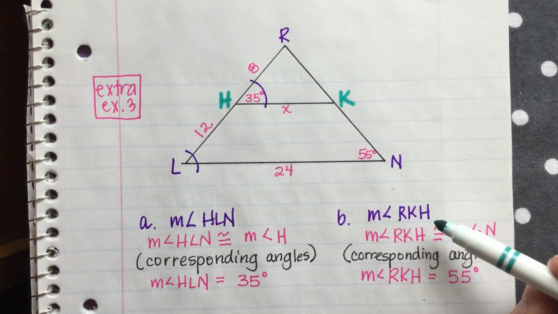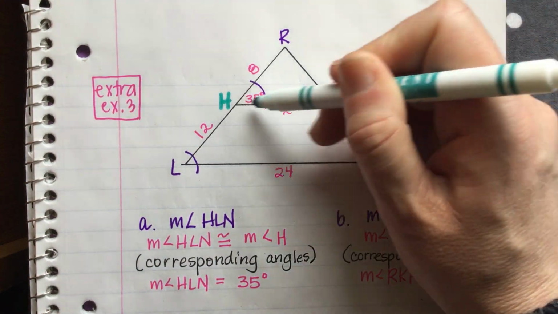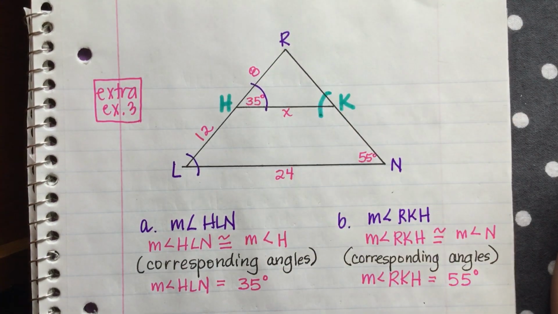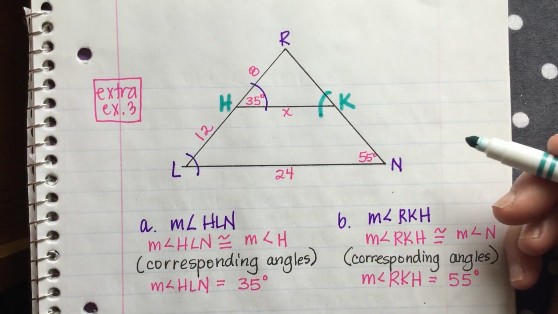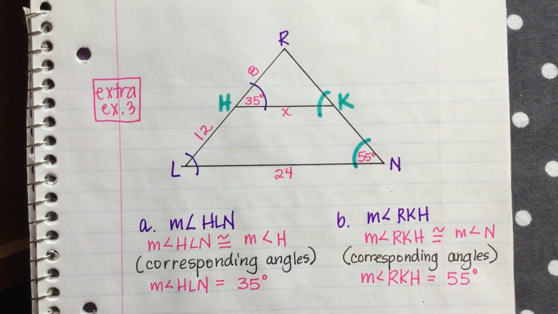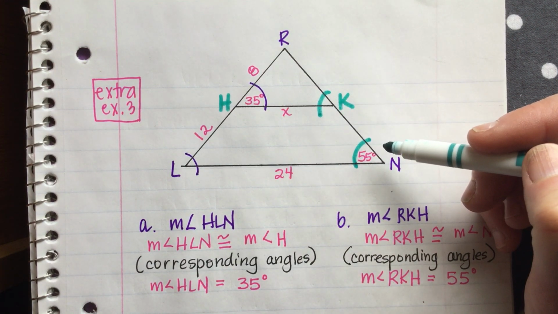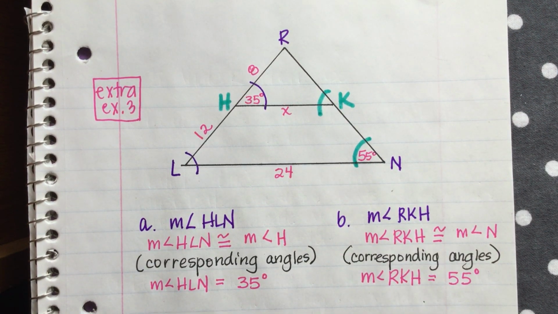Same thing goes with RKH. So if I follow that path, RKH, I'm looking at this angle right here. That is going to be the same measurement as its corresponding angle in the larger triangle, which is this 55 degrees, or N. Those are in the same locations. Those are corresponding. They're going to have the same value.